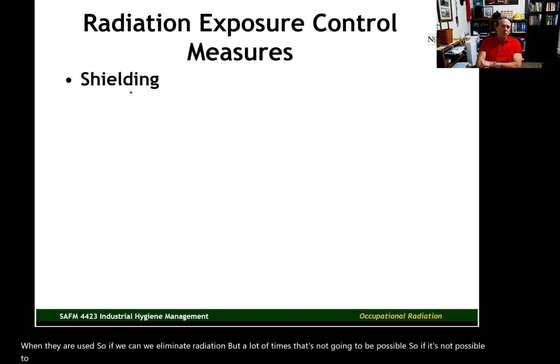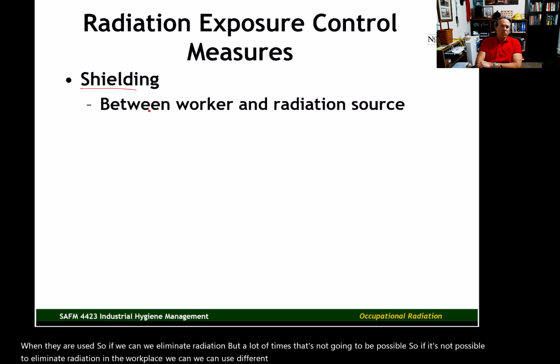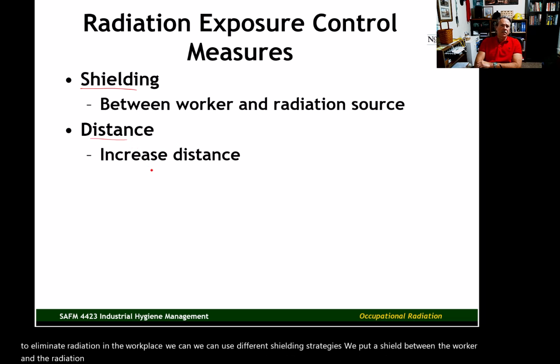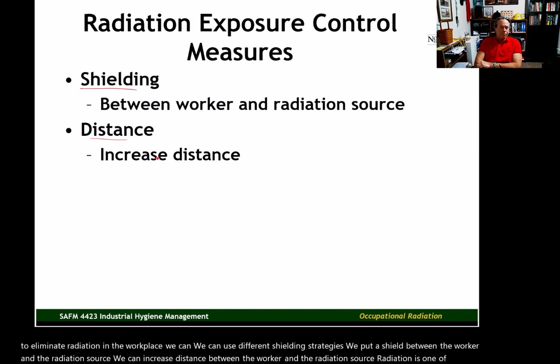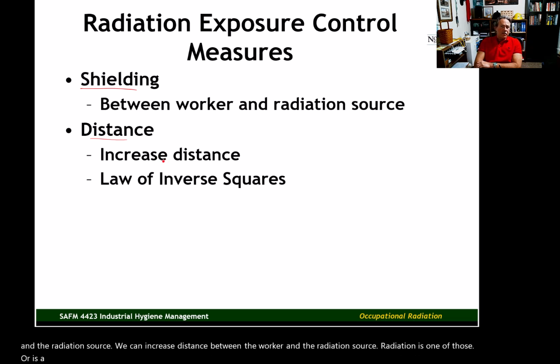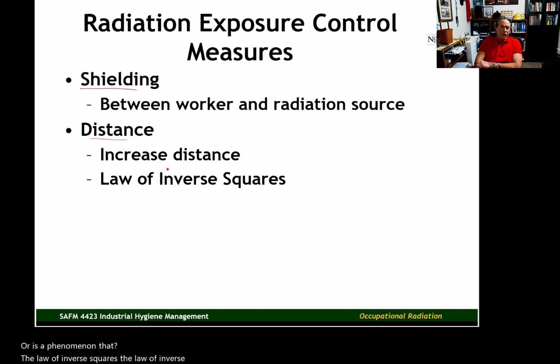If it's not possible to eliminate radiation in the workplace, we can use different shielding strategies. We put a shield between the worker and the radiation source. We can increase distance between the worker and the radiation source. Radiation is a phenomenon that follows the law of inverse squares. The law of inverse squares does apply to radiation energy.